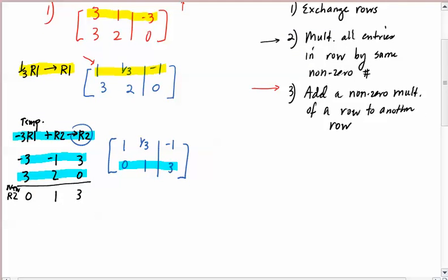Now, as you can see, I have my 1. I have my 1 in this spot. I'm going to use that 1 to create a 0 here. Right? I always use a 1 to create a 0. All right? Now, when I'm doing that, I'm always going to do a temporary.